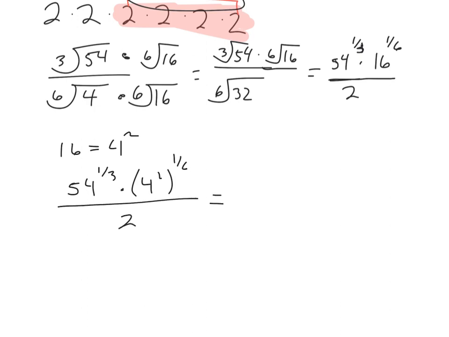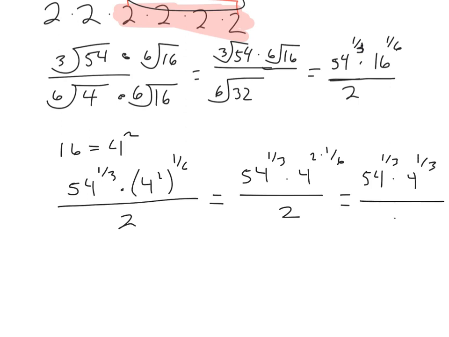Now remember from what we learned yesterday, I could go ahead and multiply, right? Because I raised a power to a power, so that power property. I have the 4 times 2 times 1/6. Now some of you might be able to see where this is going. What's 2 times 1/6? Watch this, it's 1/3. So now I have 54 to the 1/3 power times 4 to the 1/3 power.